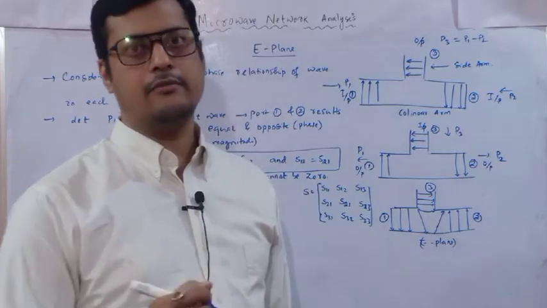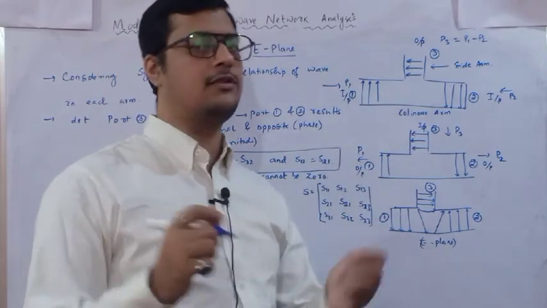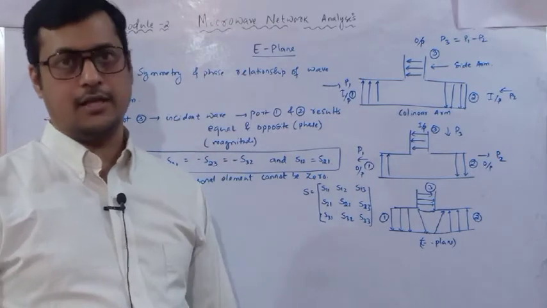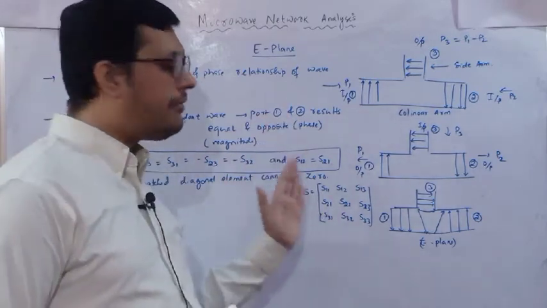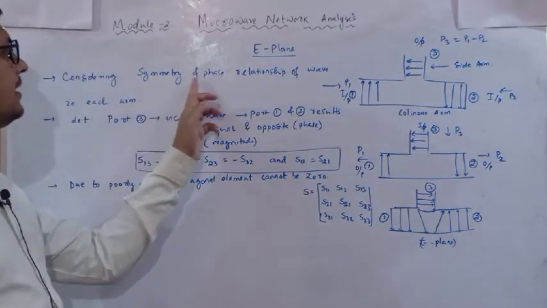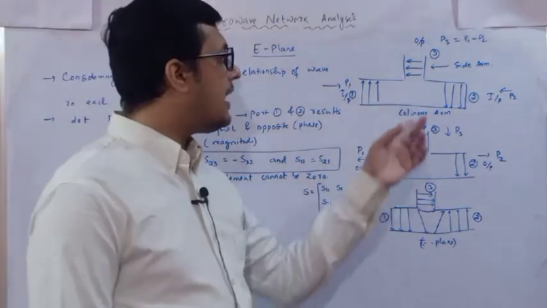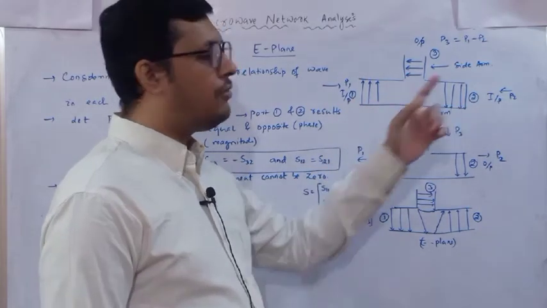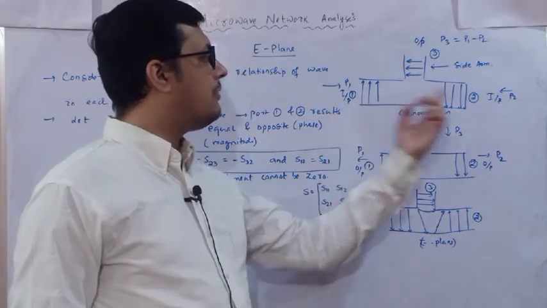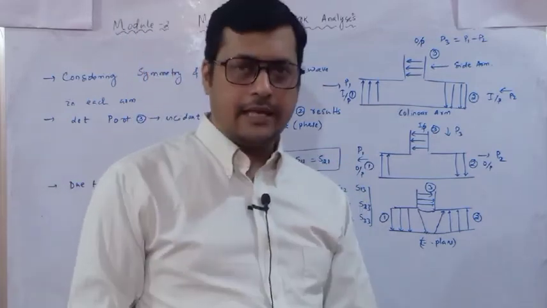For that we have to identify which port is excited, where the outputs are, and what the linkage between them is. So first we identify the assumption, and according to that assumption, we identify all the scattering parameters. The first assumption considers the symmetry and phase relationship of the wave in each arm. Phase relationship means the port 1 phase and port 2 phase have a 90-degree phase shift, up and down. One moves upward, the other downward. But the magnitudes may or may not be the same.